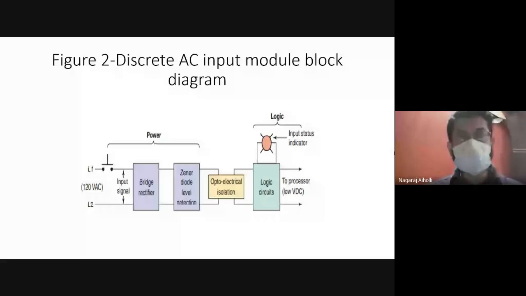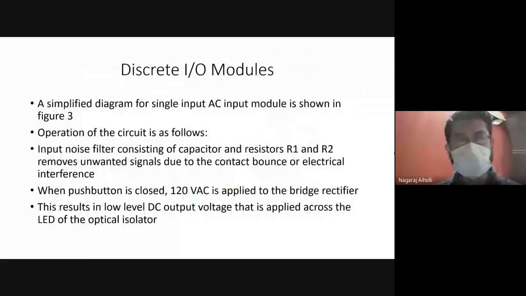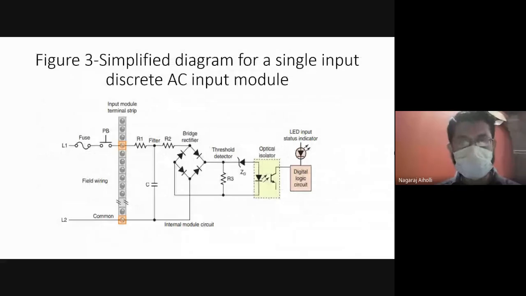A simplified diagram for a single input AC input module is shown in the next figure. So this is the figure, the simplified diagram for the single input discrete AC input module. Here is the input line. It is the same block diagram, but with individual blocks.